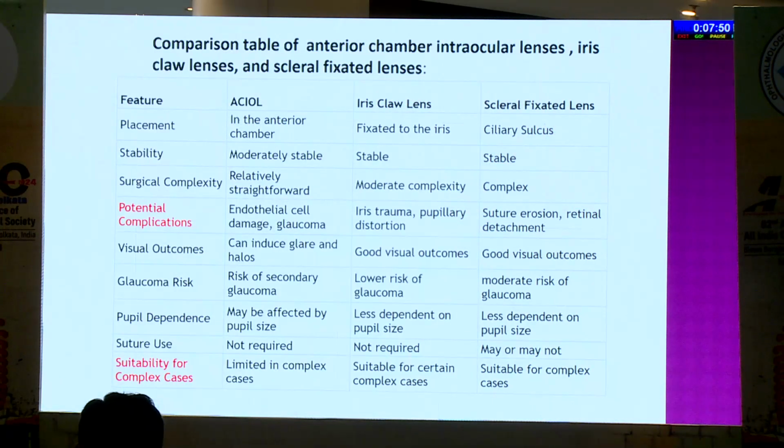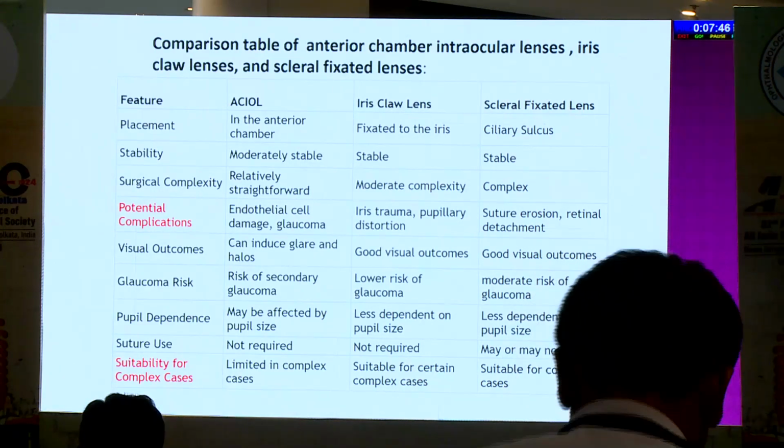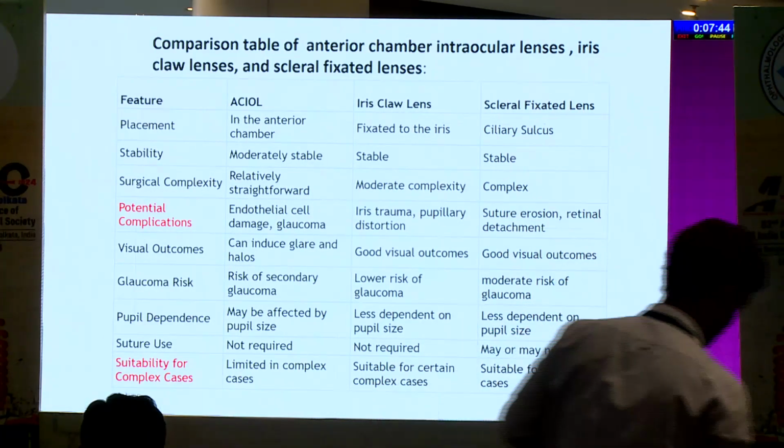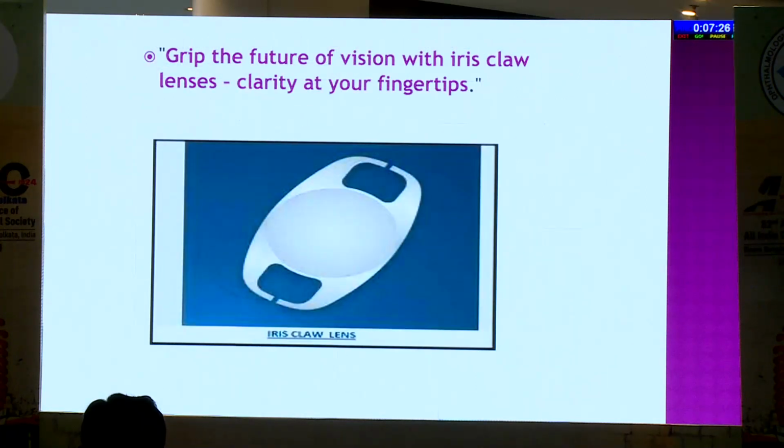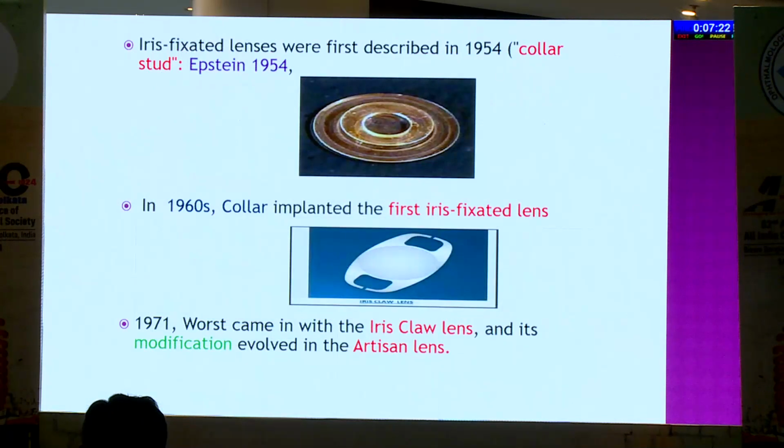This is a comparison table of all the aphakic IOLs. We can see the potential complications are less with the iris claw lenses as compared to the AC IOL and the scleral fixated lenses. And for suitability in complex cases during the primary surgery, the iris claw lenses are more suitable as compared to the AC IOL and the SF IOLs. So grip the future of vision with the iris claw lenses. Clarity is at your fingertip.